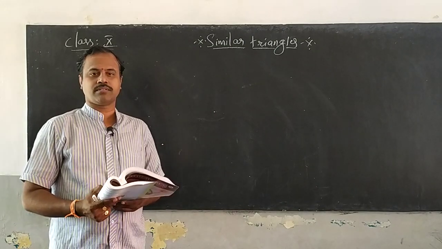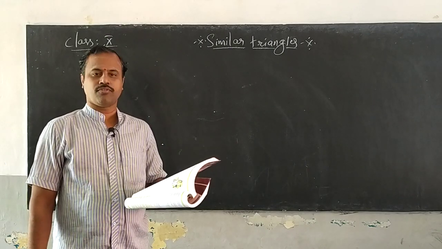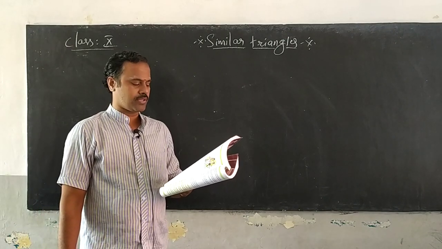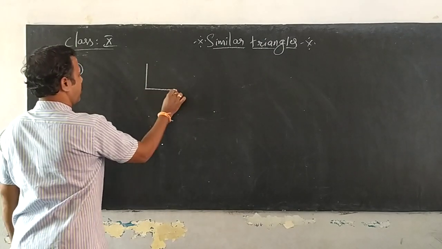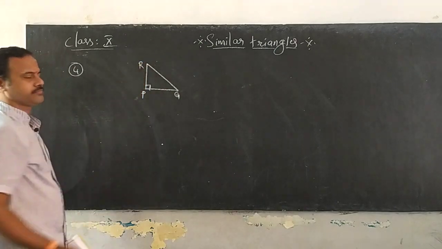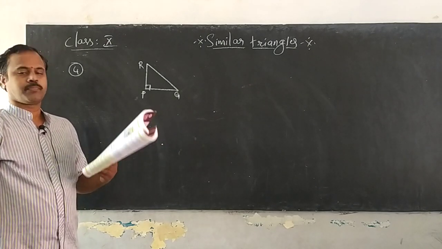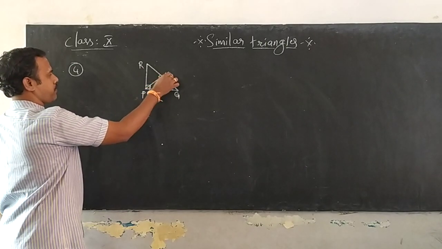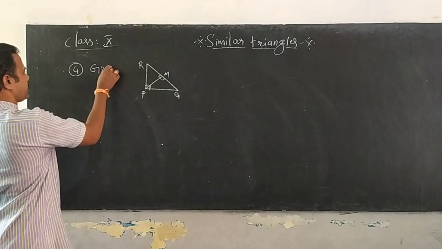Okay, we are discussing the last exercise of similar triangles, and we are in the fourth question. What is given in the question? PQR is a triangle right angled at P. M is a point on QR such that PM is perpendicular to QR. So, PM is drawn perpendicular to QR. This is what is given here.